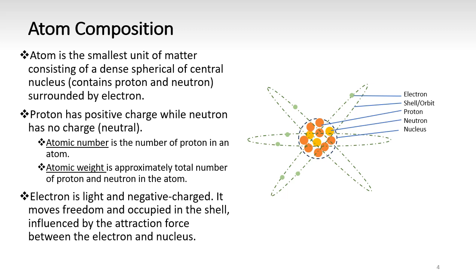Meanwhile, the electron is light and has negative charge. It moves randomly and occupies the shell. The random movement of electron is influenced by the attraction force between electron and nucleus. Why is the electron not included in the atomic weight? This is because the electron weight is very light.